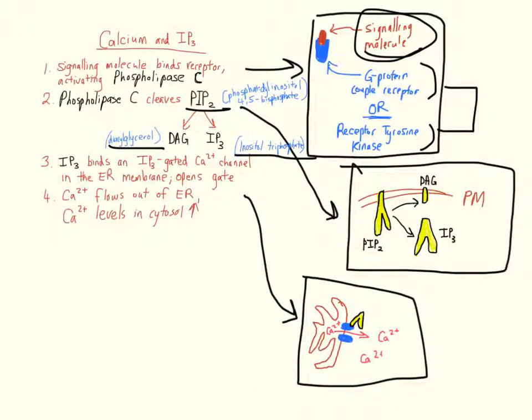So the diacylglycerol will actually remain attached to the plasma membrane, while the inositol triphosphate is able to flow through the cytosol. And both of these act as secondary messengers. So the inositol triphosphate can then go and bind an inositol triphosphate gated calcium ion channel in the ER, and this opens the gate up to calcium ions that are inside the ER, and it allows the ions to flow out. So the calcium levels will increase inside the cytosol.